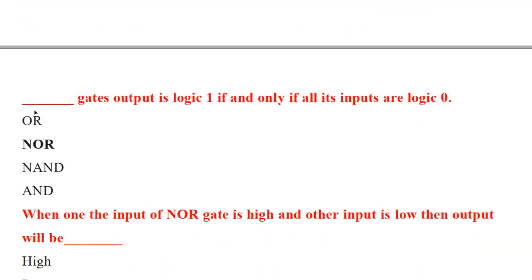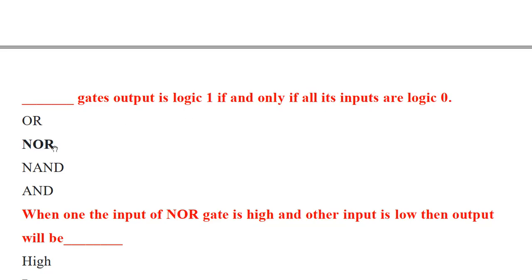Dash gate output is logic 1 if and only if all its inputs are logic 0. Please consider: the output is logic 1 if and only if, and 'if and only if' means you have to stick with that condition only, all the inputs are logic 0. So for 0 0 your output should be 1, whereas for all other cases your output should be 0. Such a logic gate is called a NOR gate.